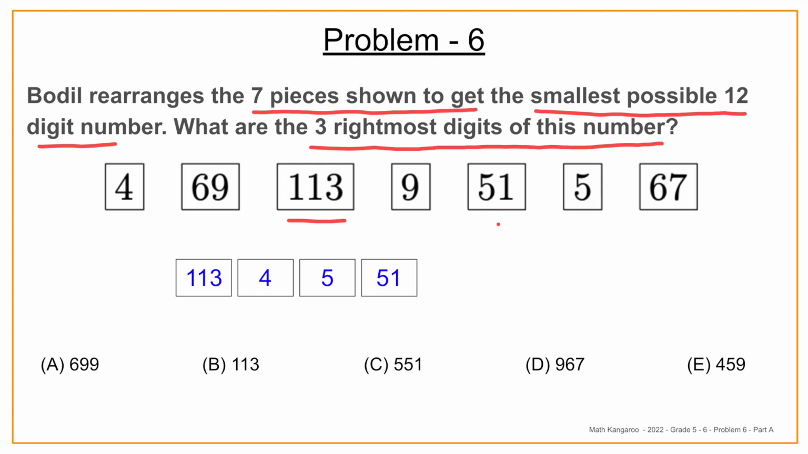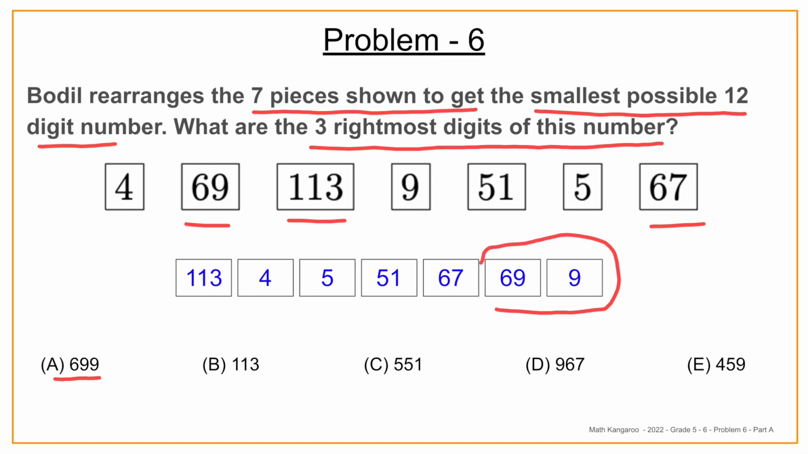Now after 5 we have 6. So we have 2 pieces with 6, 67 and 69. So 67 is less than 69. So we pick 67 and then 69. Then 7 we don't have, 8 we don't have, we have 9. And this is the way we have picked all our 7 pieces together and formed the smallest possible 12-digit number. So now the question says, what are the 3 rightmost digits of this number? So we have 699. That is the answer and our answer is option A.